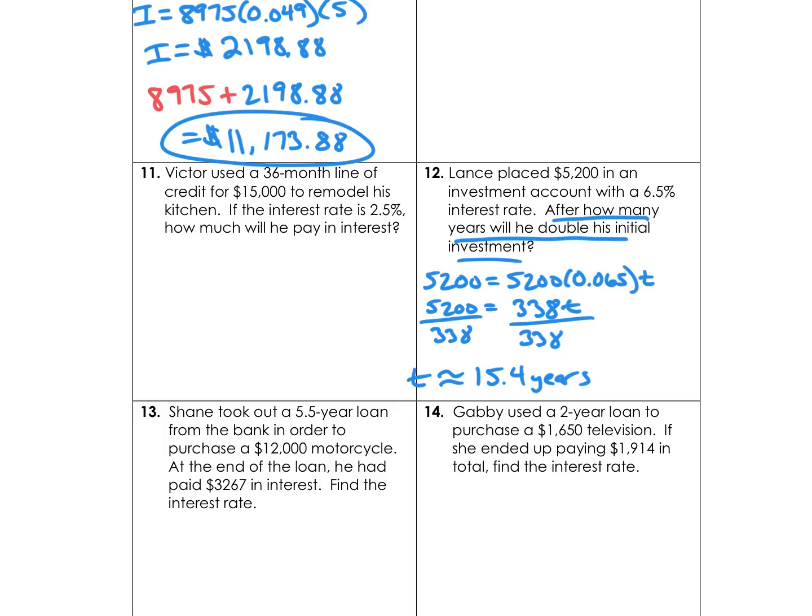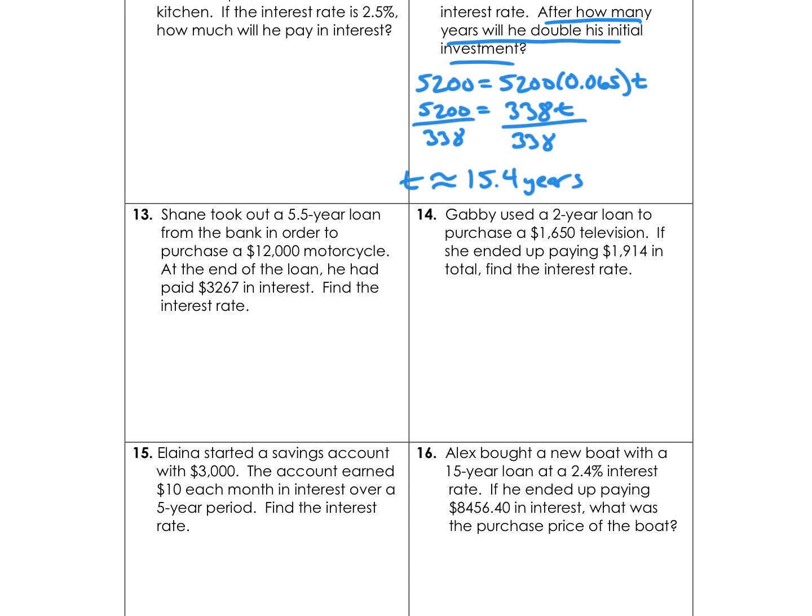So sometimes they are going to give you missing parts, and then you just have to manipulate the equation depending on what you are missing. So reach out if you have any questions, but that is the simple interest formula.